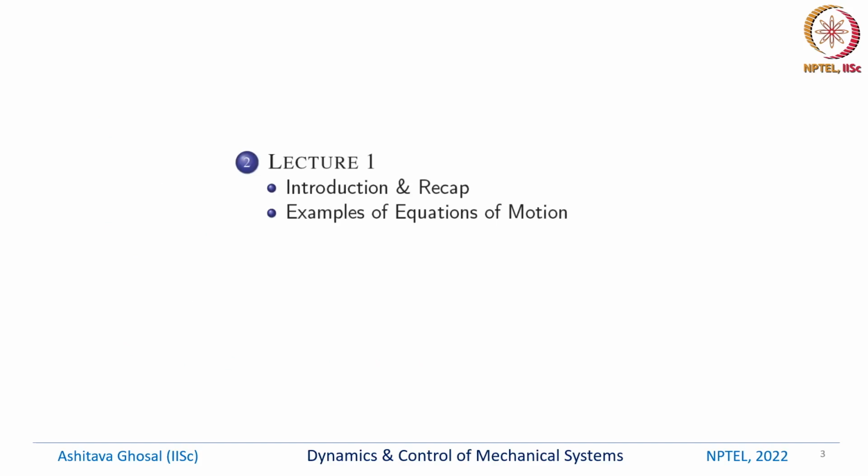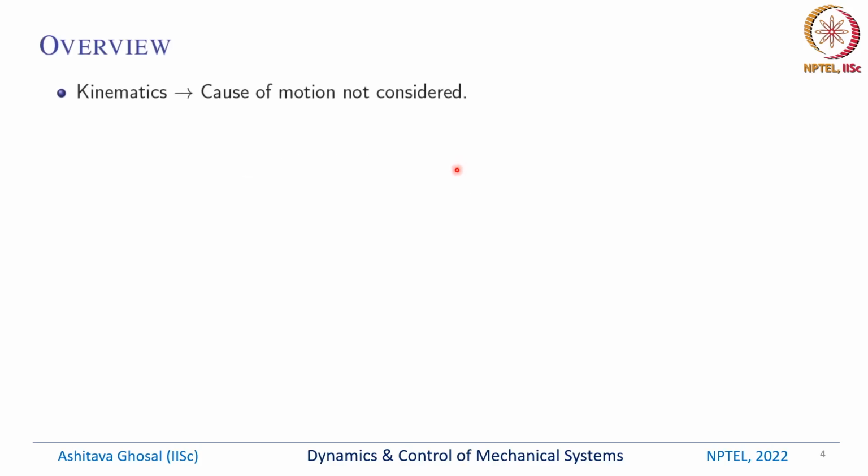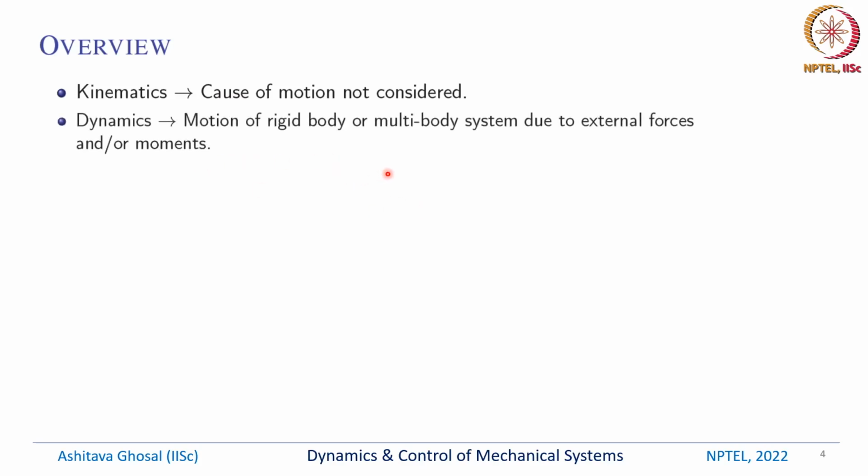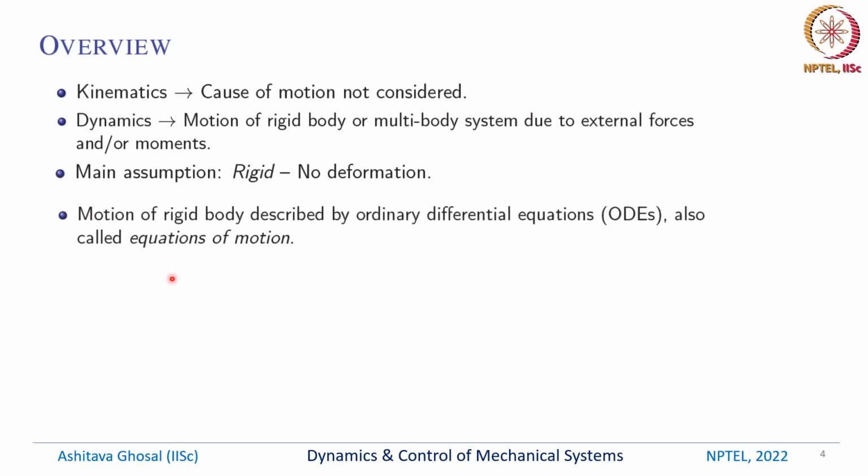So lecture 1: introduction and recap and examples of equations of motion. So in overview, in kinematics, we do not consider the cause of the motion. We look at the geometry of motion, basically. In dynamics, the motion of a rigid body or a multibody system due to external forces and/or moments is considered. The main assumption is that the multibody system contains only rigid bodies. There is no deformation in the bodies which make up the multibody system. The motion of the rigid bodies is described by ordinary differential equations, also called equations of motion. So if the elements of the multibody system are rigid, then we will get ordinary differential equations.